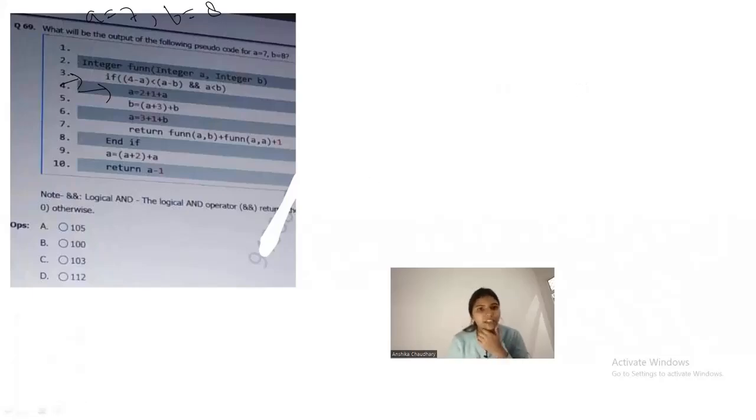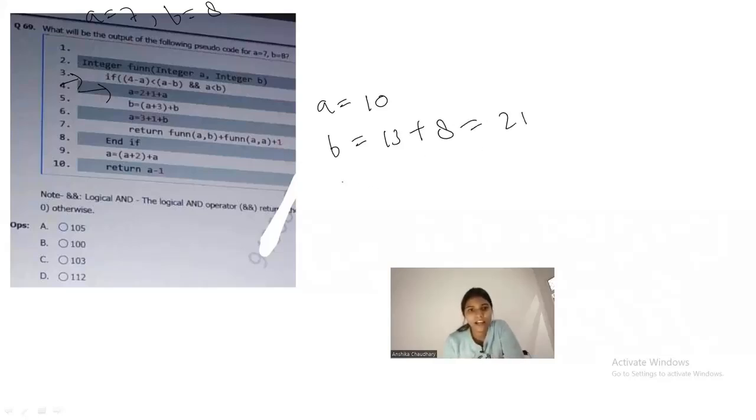All right, so in the if part we will update the value of a. 2 plus 1 plus a, so it will become 3 plus a. 3 plus a, that means 10. 3 plus 7 will become 10, and from here b is a plus 3, that means 10 plus 3 will become 13 plus b. The last updated value of b was never updated, so it is 8 only, so it will become 21. And again a value will become 3 plus 1, that means 4 plus b, that means 21, so it will become 25.